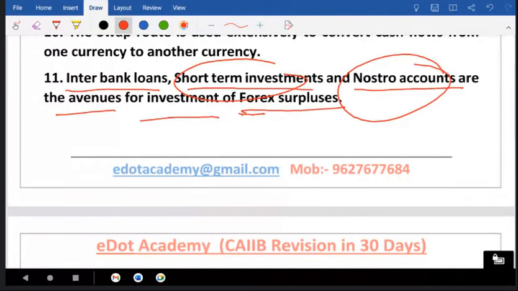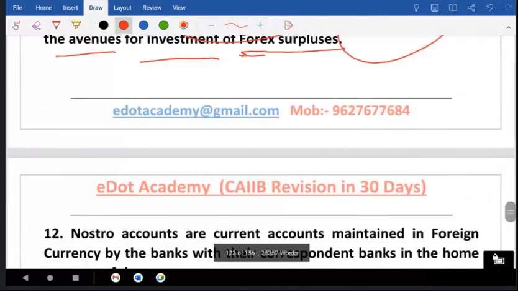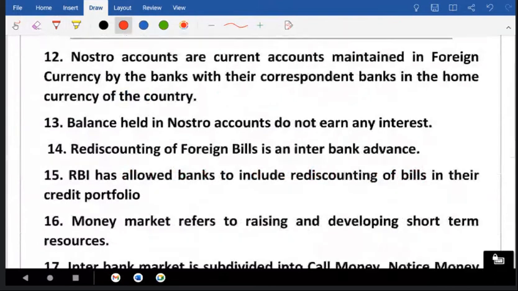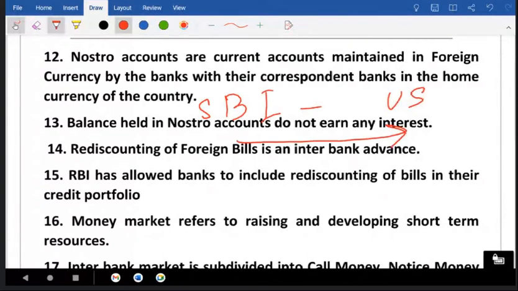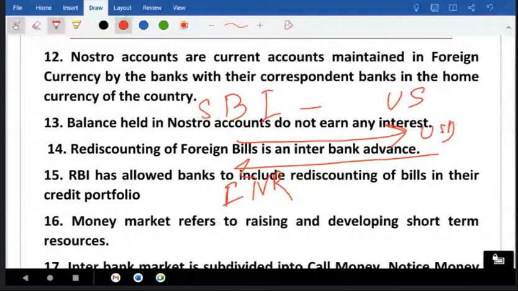Now, nostro and vostro we have learned many times. A nostro account is a current account maintained in foreign currency by a bank with its corresponding bank in the home currency of that country. Like if an Indian bank is maintaining in USD, SBI will have its account with a US bank in dollars only. And if a US bank maintains an account with SBI, it will maintain it in INR. So SBI's nostro is in USD, and the US bank's is in INR.